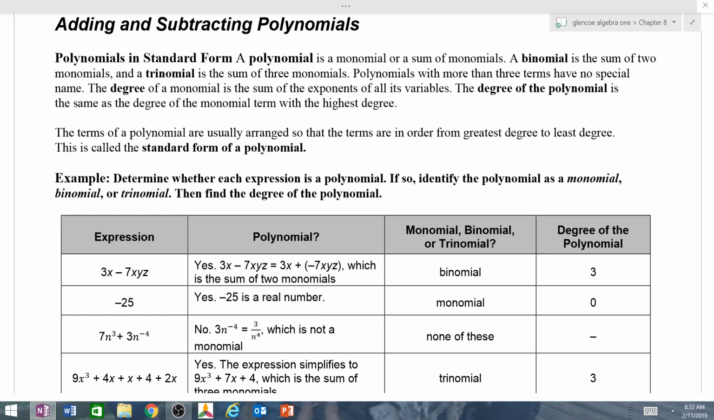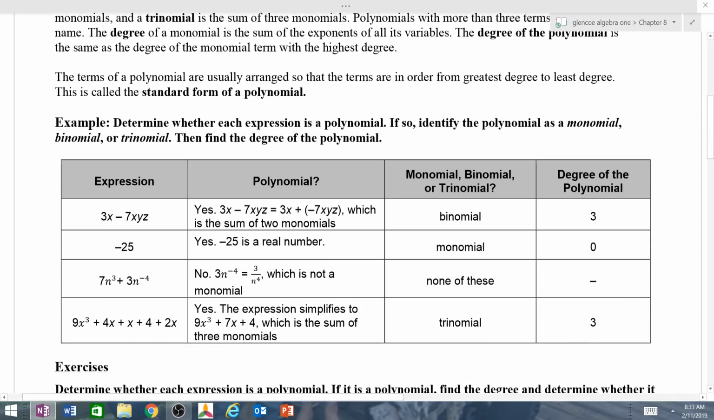Polynomials that have more than three terms have no special name. They're just called polynomials. The prefix poly meaning many. The degree of a monomial is the sum of the exponents of all of its variables, and the degree of the polynomial is whichever term has the largest degree, that becomes the degree of the whole polynomial. So we're going to look at this all very easily in a couple of minutes.